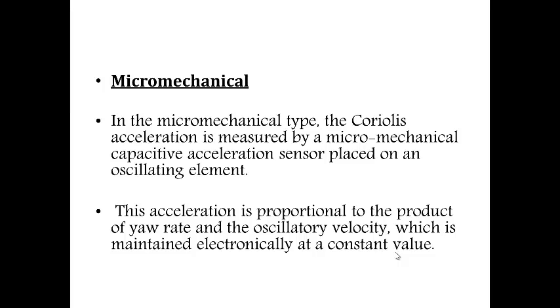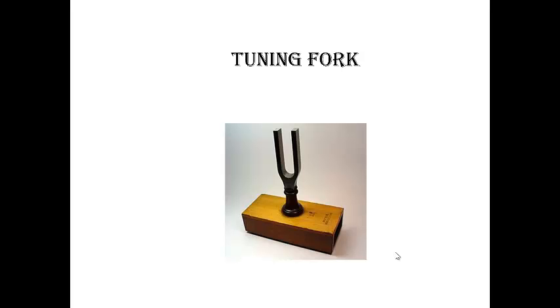The yaw rate sensor I spoke about earlier was piezoelectric, and now another type is micromechanical. In the micromechanical type, the Coriolis acceleration is measured by a micromechanical capacitive acceleration sensor placed on an oscillating element. This acceleration is proportional to the product of yaw rate and the oscillatory velocity. So the yaw rate is measured, and also the oscillatory velocity, like how much angle it is turning or cornering. That speed is measured, and along with the yaw rate, which is maintained electronically at a constant value, the acceleration will be proportional. So this is the tuning fork which I was speaking about.